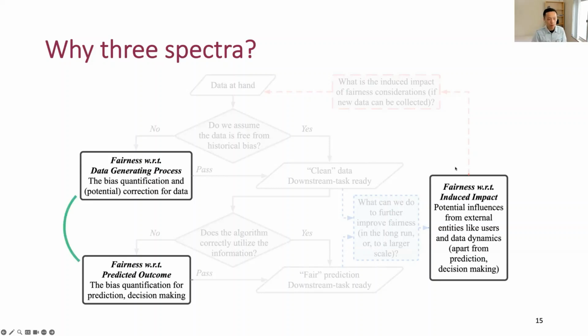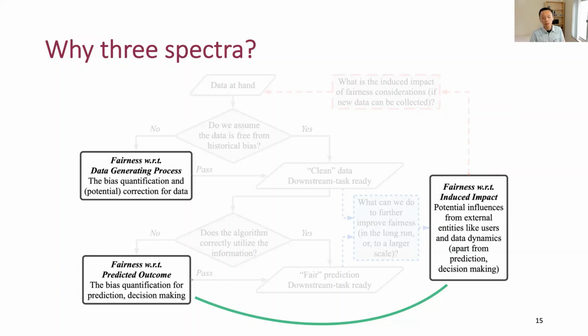For the pair of data generation process versus predicted outcome, this is relatively obvious because we're focusing on data versus y versus y hat. For predicted outcome versus induced impact, the distinction comes from the fact that we are not limited to considering every single prediction system or decision-making system. Sometimes this interplay will involve external forces or entities that go beyond the control of the current automated decision-making algorithm.